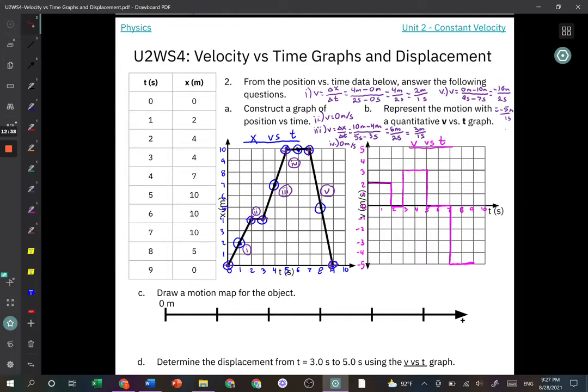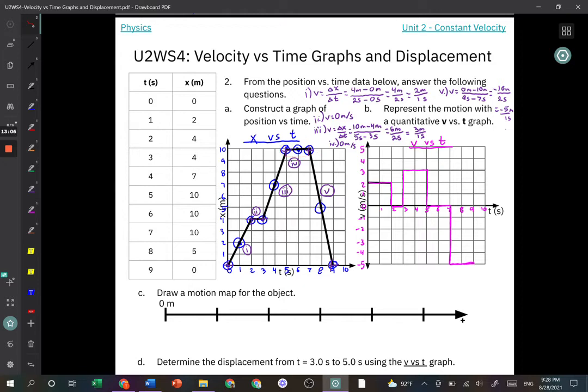meters per second. From 3 to 5 seconds, we have a velocity of 3 meters per second on the velocity versus time graph, and we have our slope from 3 to 5 seconds representing that same number, 3 meters per second. From 5 to 7 seconds, 0 meters per second on the velocity versus time, and a slope of 0 meters per second on our position versus time graph in the same time interval.